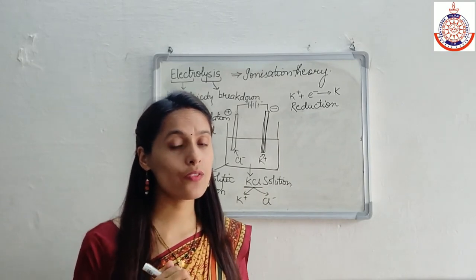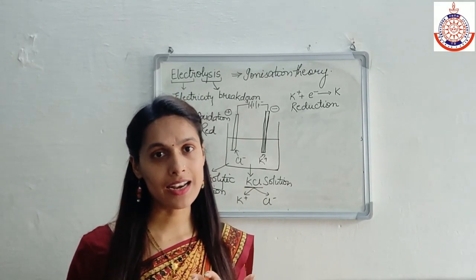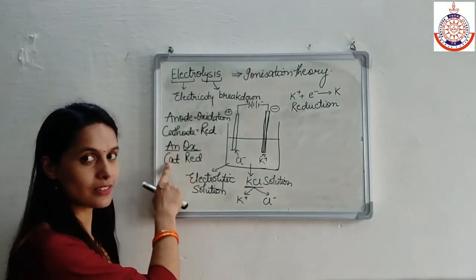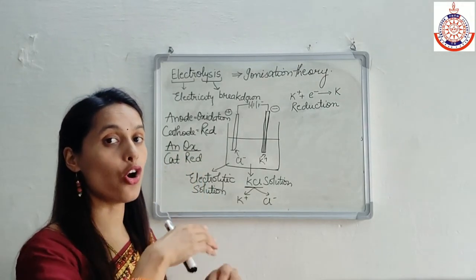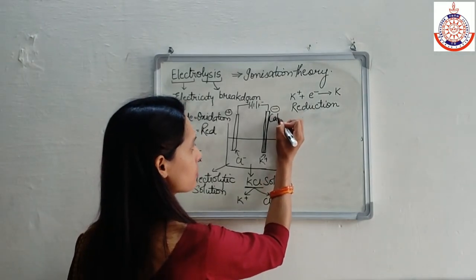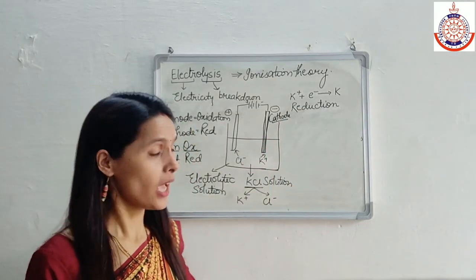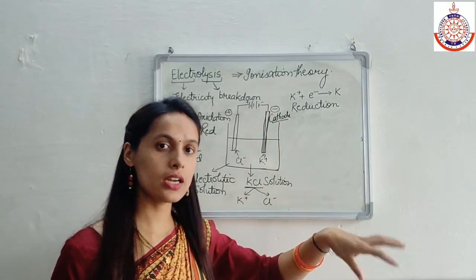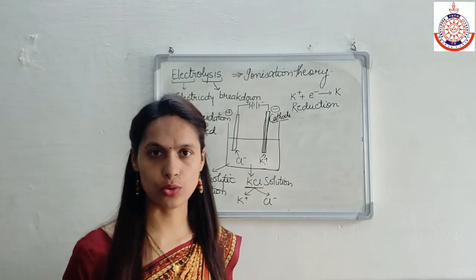Now we know that acceptance of electrons means reduction. If there is a reduction, then the electrode should be the cathode. So this electrode becomes the cathode. I'm not dealing with the negative sign here. Reduction occurs here, that's why I'm saying this electrode is the cathode.